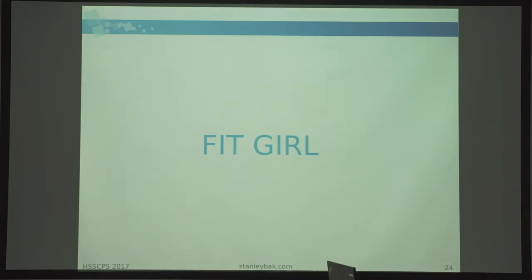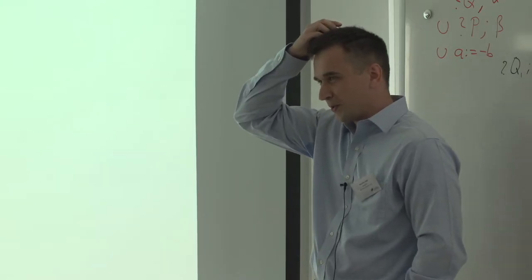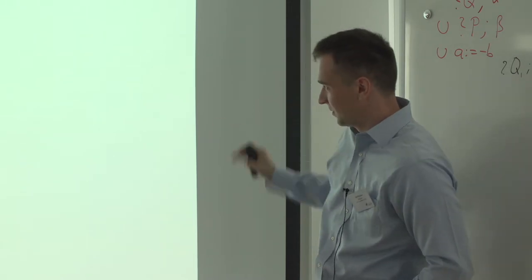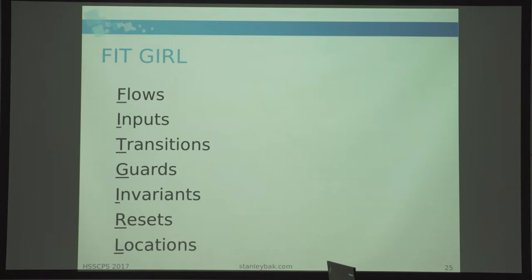FIT GIRL. So if you look at a paper that uses a hybrid automaton, there's a nice mathematical description of this too, but it's sort of hard to remember. So I prefer using this acronym to remember what a hybrid automaton is. So FIT GIRL is flows, inputs, transitions, guards, invariants, resets, and locations.